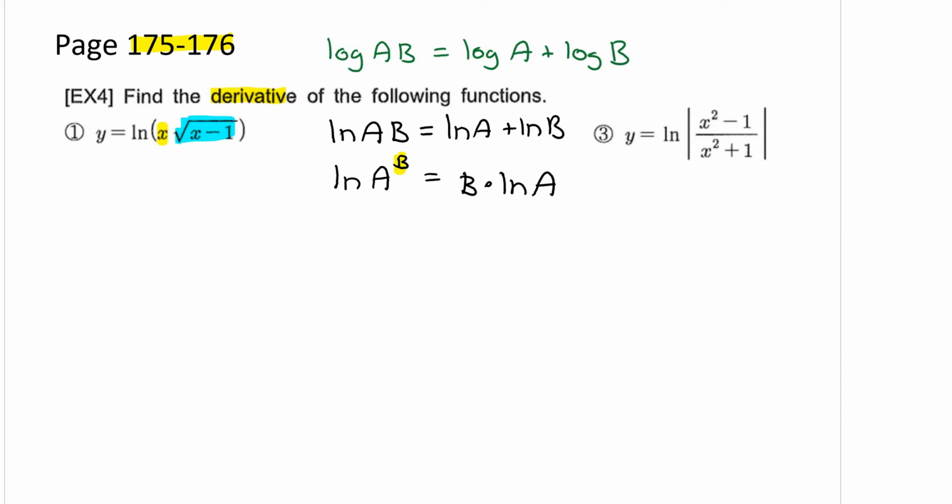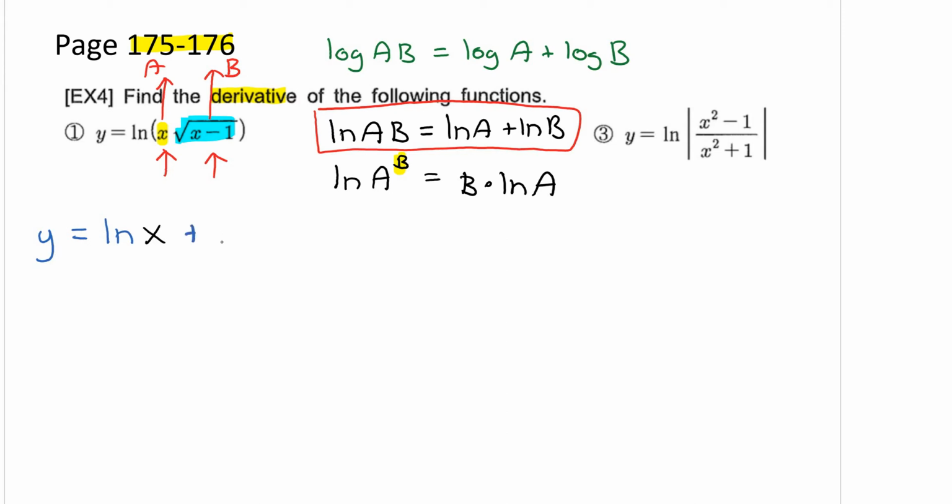Okay, going back to the original problem, I have ln of x times root x minus 1. If I want to use my very first property, I have to recognize that this x is like my a, and this root x minus 1 is like my b. So using my logarithmic properties, I would break this up by doing ln of x plus ln of root x minus 1. I will continue to simplify this. I'm not taking the derivative just yet, but this is ln x plus the ln of.